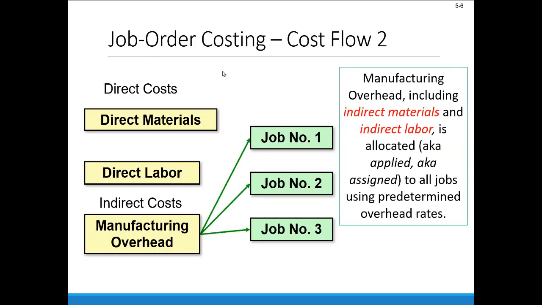Then we need to figure out a way to assign or allocate all the indirect costs. And that's our third manufacturing cost category from Chapter 1, that big manufacturing overhead bucket. So that includes all those indirect materials, indirect labor, utilities, property taxes, maintenance, whatever. So we're going to need to assign those costs to jobs as they're being worked on. And in a job order costing system, that's typically done using a predetermined overhead rate.